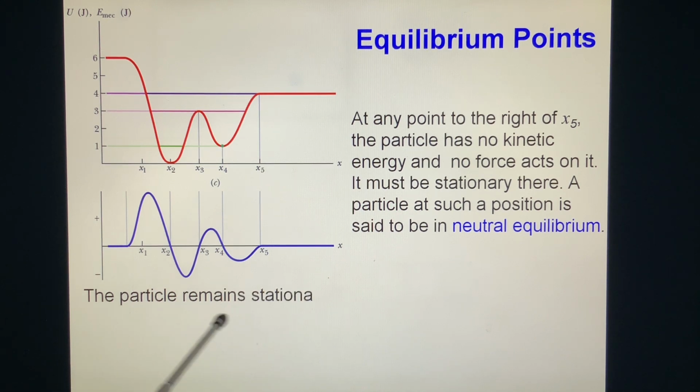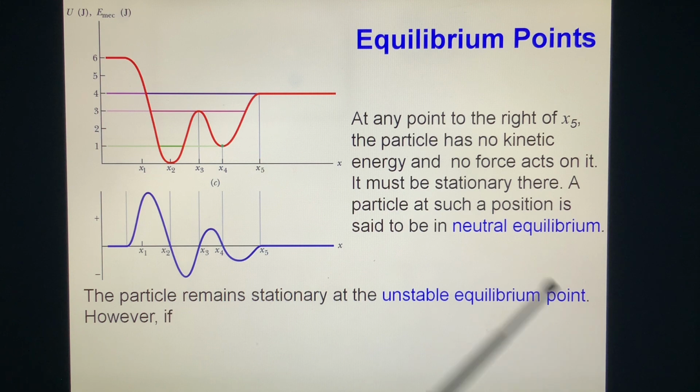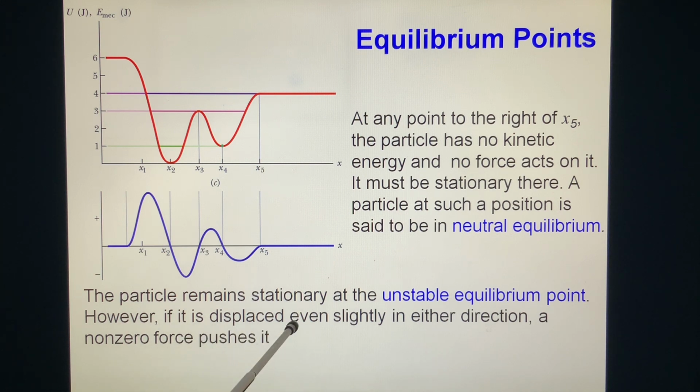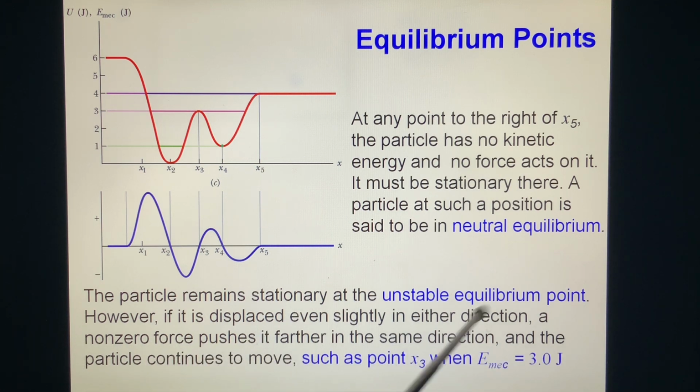The particle remains stationary at the unstable equilibrium point, like this point. We call it unstable. Why? If it is displaced even slightly in either direction, a non-zero force pushes it further in the same direction, and the particle continues to move, such as x3. We look at this point. We call it an unstable equilibrium point.